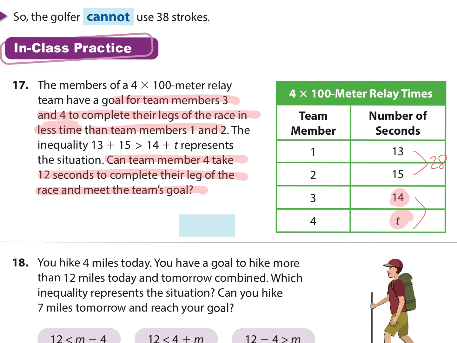So it's saying, can team member 4 take 12 seconds? Yes. Because if I do 14 plus 12, that's going to equal 26. And so would this number here be greater than this number? And remember, our goal is for team members 3 and 4 to complete their leg in less time. It's 26 seconds, less than 28. So is this going to be an accurate, can team member 4 take 12 seconds? Yes or no? Yes. See how we broke that down? We went back, reread different parts of that question and that problem multiple times.